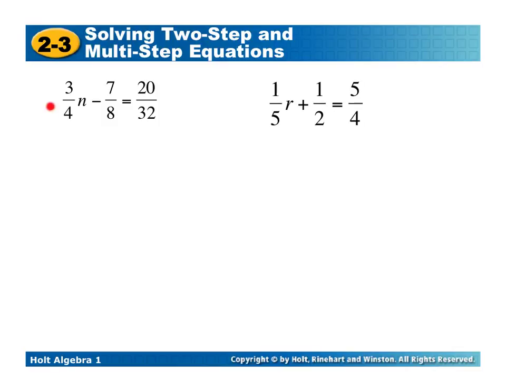So here we have 3/4 times n. Okay, so first thing, there's a couple ways we can do it. Remember, we can multiply everything to get a common denominator, or also to eliminate the denominator. So here, the common denominator is 32.